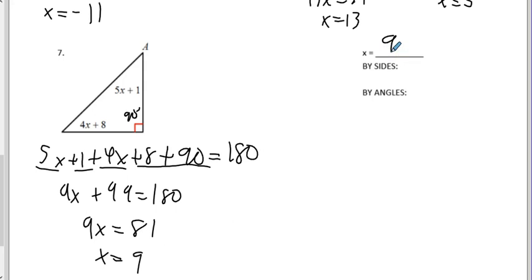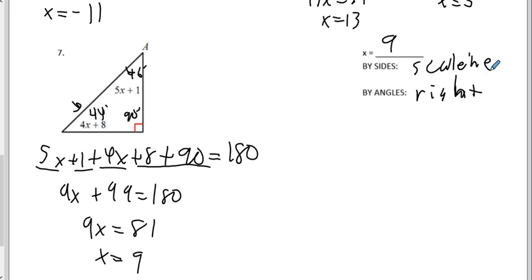Now, if I plug 9 in here, 9 times 4 is 36. 36 plus 8 is 44. 5x plus 1, 9 times 5 is 45. Plus 1 is 46. Now, since I have a right angle, then by angles, it is a right triangle. And by sides, I have 3 different angles, so I have 3 different sides. Scalene.